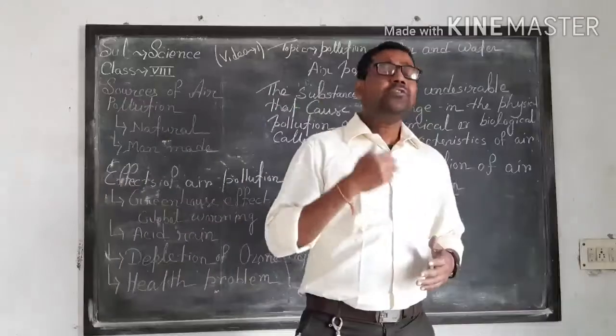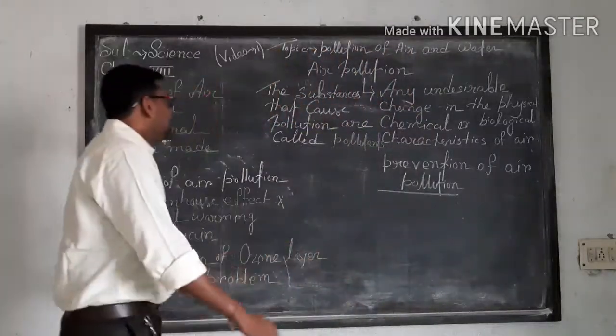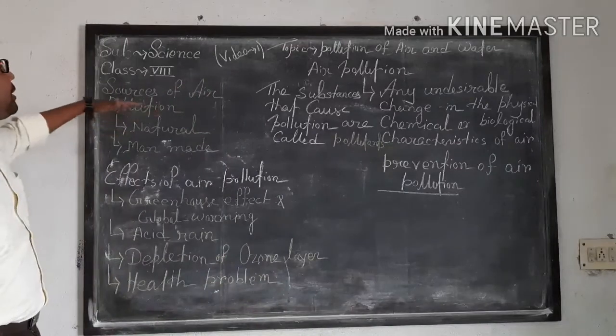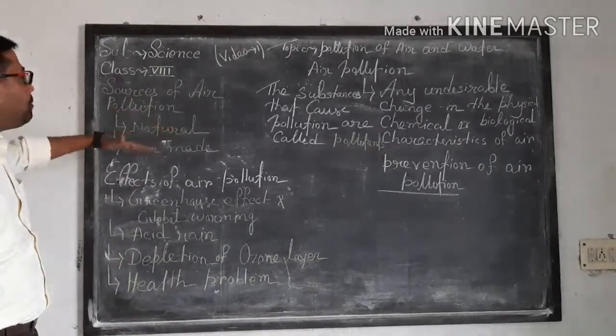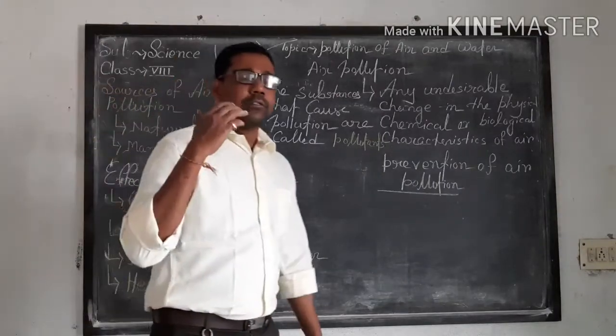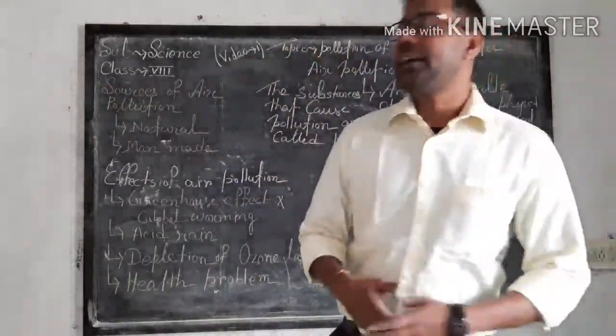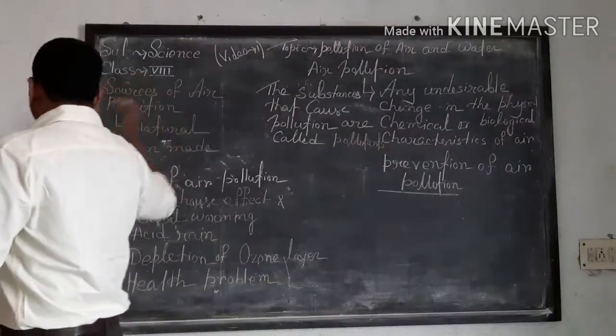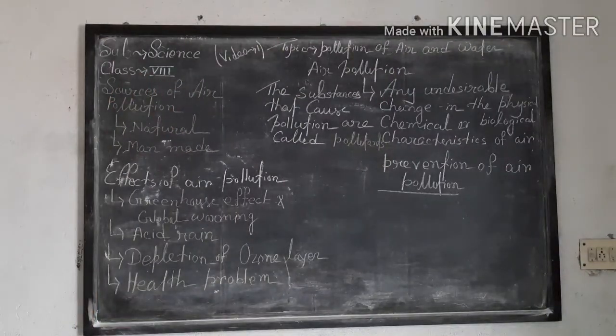And in this video we will discuss the sources of air pollution, and mainly these sources of air pollution are categorized in two parts. The first one is the natural sources and the second is the man-made sources.